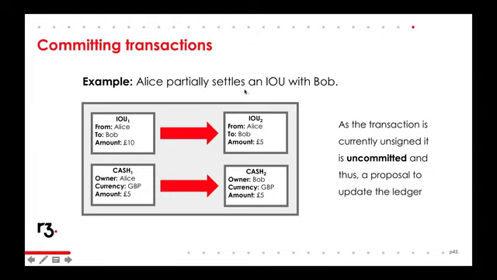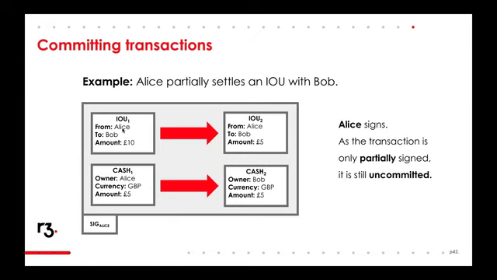And at this moment, this transaction is uncommitted. It probably would have been proposed by Alice, as she is the one who has the cash, and she would also have this cash, and she would also have this IOU state as well. But because Alice and Bob haven't signed it yet, it's uncommitted.